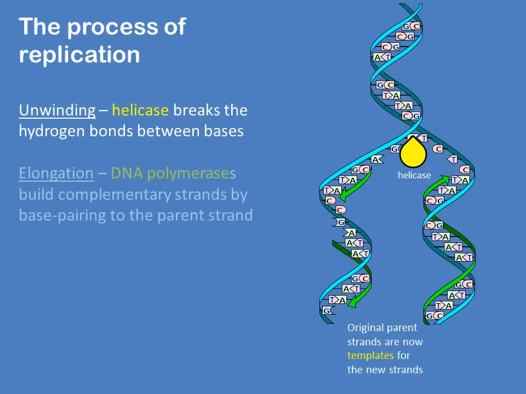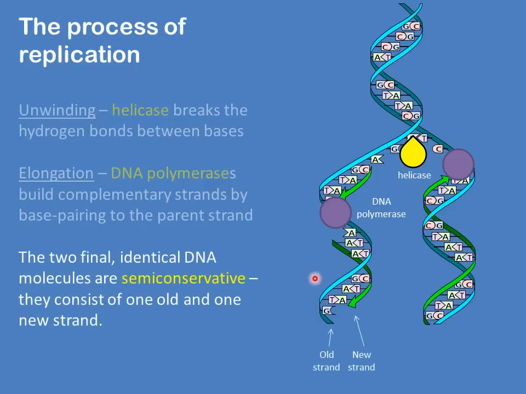The second phase of replication is called elongation, where now another enzyme, DNA polymerase, will build a complementary strand by base pairing to the original template strand. So here you see a DNA polymerase molecule. When it sees this A, it will add the complementary base T, and so on. And it has been working in this direction. Whereas on the other one, because of the directionality of replication, multiple DNA polymerase molecules need to be at work on this strand. But again, just complementary base pairing the entire way down the strand.